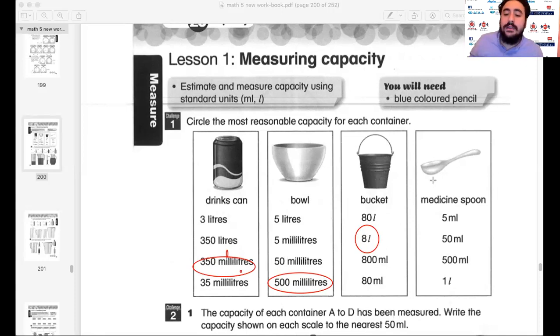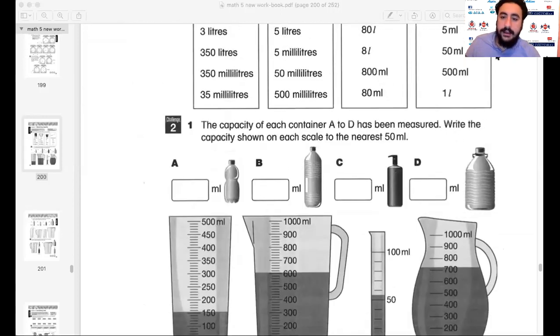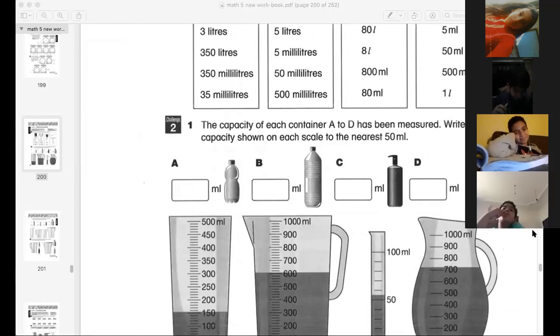Okay, Lujain, again, what about the medicine spoon? 5 milliliter, 50 milliliter, 500 milliliter. Of course, it's not going to be 1 liter in one spoon. So is it 5 milliliters? Yeah, it's going to be 5 milliliters, the small one, because the medicine spoon is just so small. Thank you so much, because it's for the kids. And let us talk about the second kind of questions.